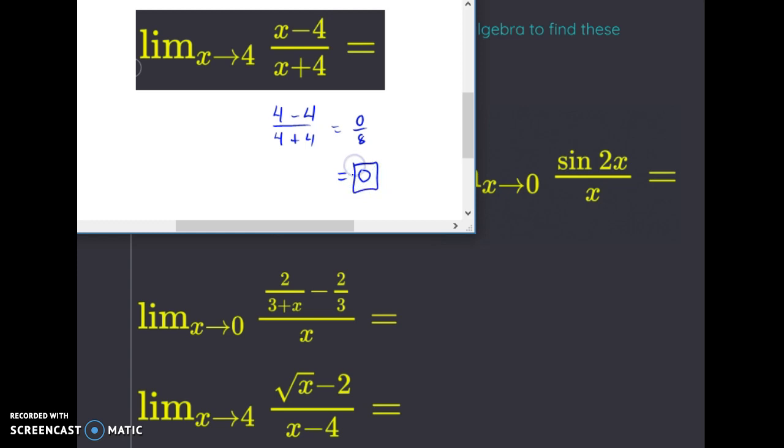So this function, (x minus 4) over (x plus 4), exists at 4, and it's equal to 0, and so the limit also exists and is also equal to 0. There's nothing stopping me from plugging 4 in. That should always be your first strategy. Try plugging it in. See if it works. It might work.